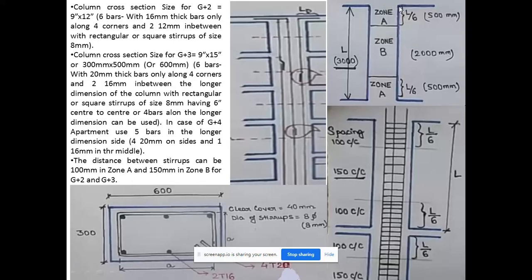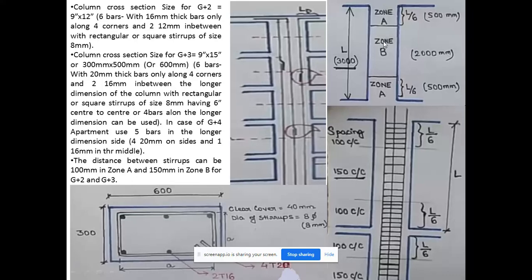where it is joined to the upper floor or G+1 floor, let's say, if we consider the distance from the top until L/6, so this zone is called zone A. Similarly, from the bottom of the footing and up to a distance of L/6, again it is called zone A, and the middle layer is called zone B.